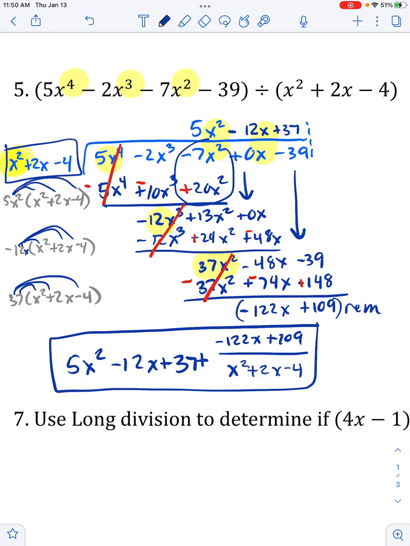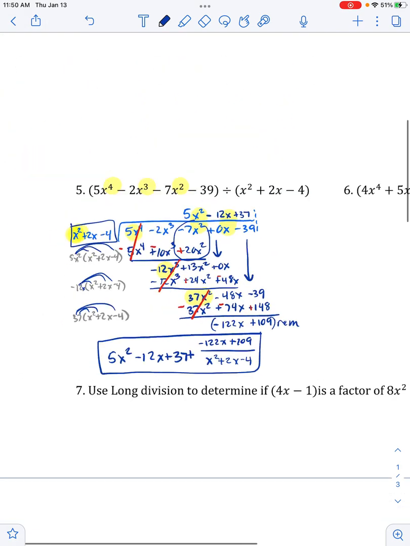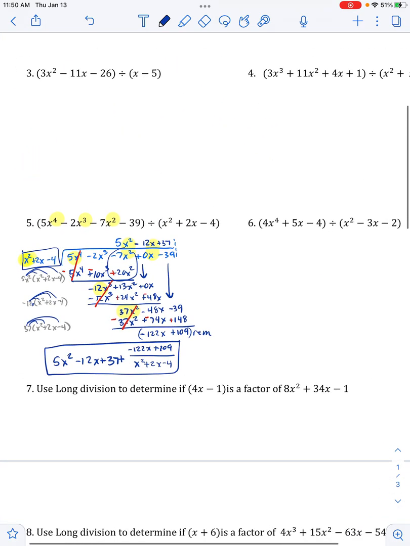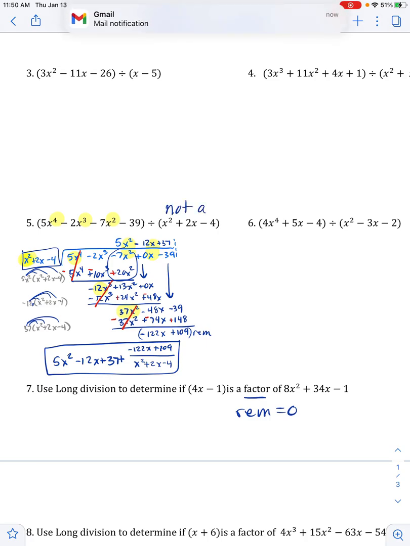And this is my answer. Now, this one below says use long division to determine if 4x minus 1 is a factor. Keep in mind that that would mean that the remainder is 0. So like in this case, there's a remainder. So we know that in this case, this is not a factor of that. It didn't go in evenly.